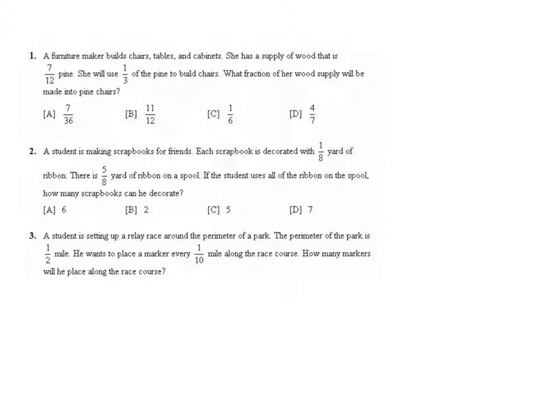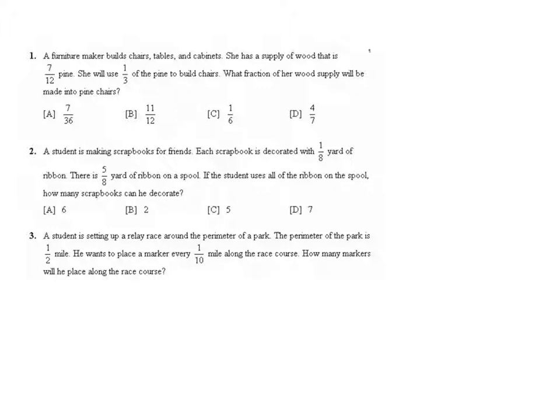In this video, I'm going to show some examples of word problems with multiplying and dividing fractions. Question 1 says a furniture maker builds chairs, tables, and cabinets. She has a supply of wood that is 7/12 pine. She will use 1/3 of the pine to build chairs. What fraction of her wood supply will be made into pine chairs?